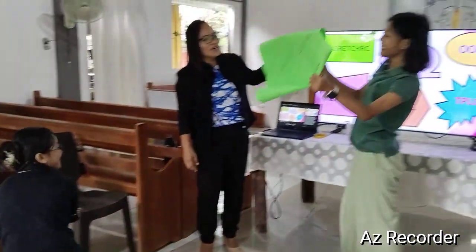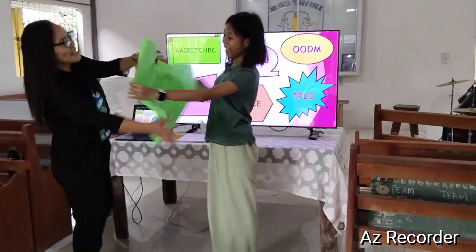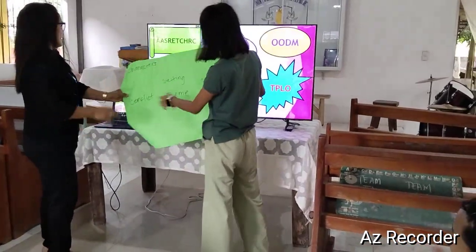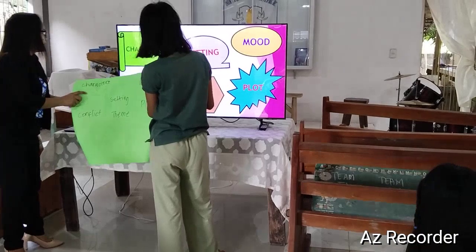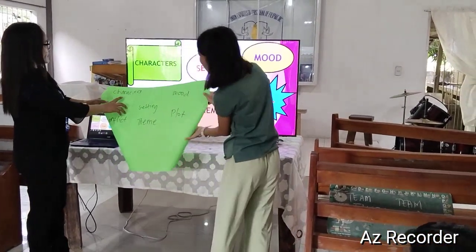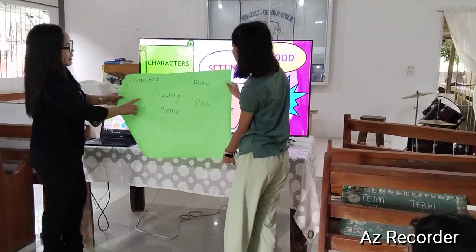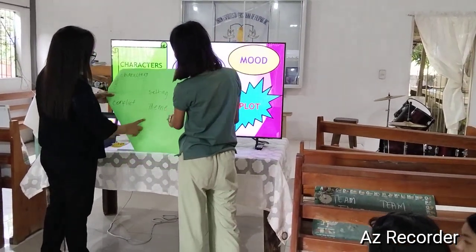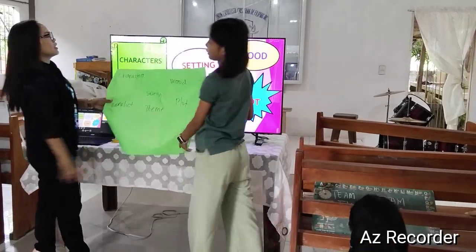Winner! Oh, are you sure? Okay, let's check. Let's see. Here is the correct answer. First is the characters. Next is setting, mood, plot, theme, and conflict.